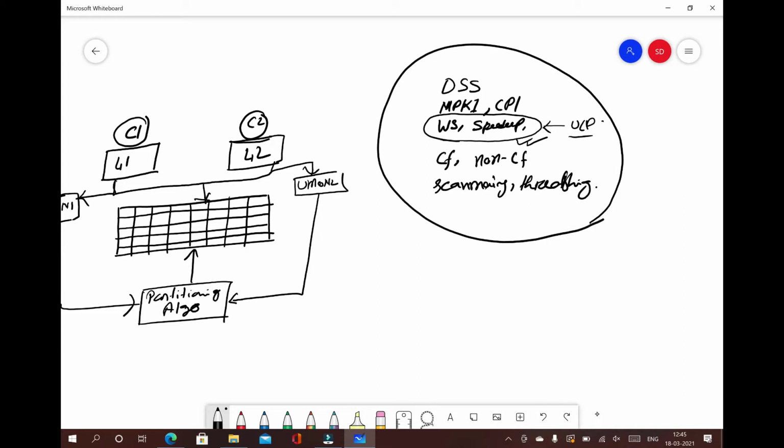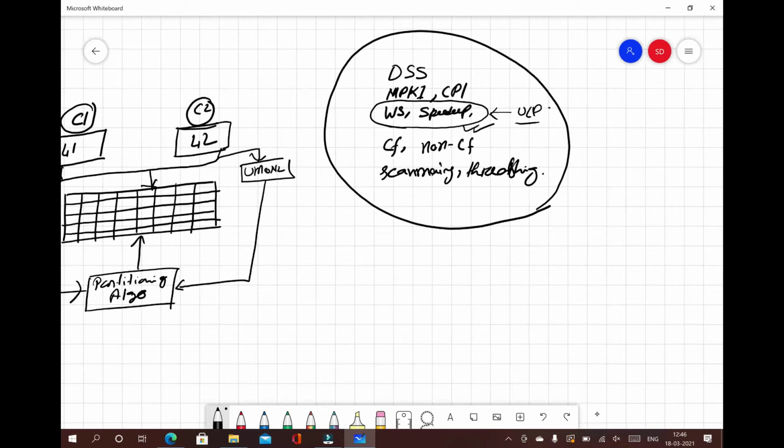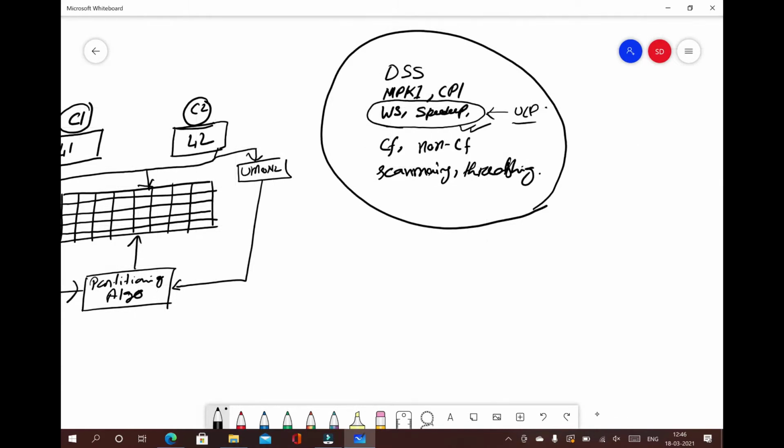Coming back to today's lecture. I hope the UCP concept is clear to you. Today we'll discuss a paper which is based on a limitation of UCP. To understand this limitation, you need to understand some terms. There are some terms already written here.